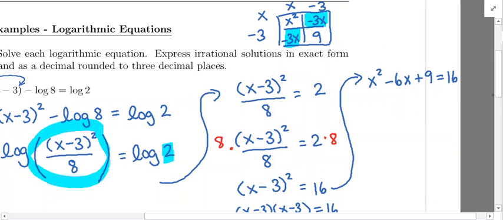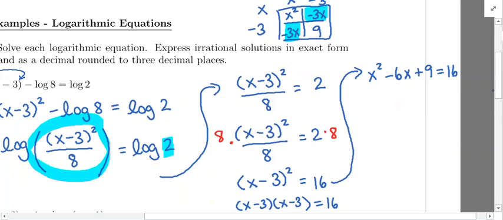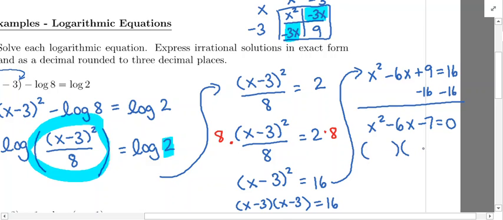So at this point, what we can do is, this is clearly quadratic, so we need to move everything to one side. I'm going to go ahead and move the 16 over. I'm going to get x squared minus 6x minus 7 is equal to 0. So we need to factor or use the quadratic formula here. I'm going to attempt to factor this thing, so let's see what happens.